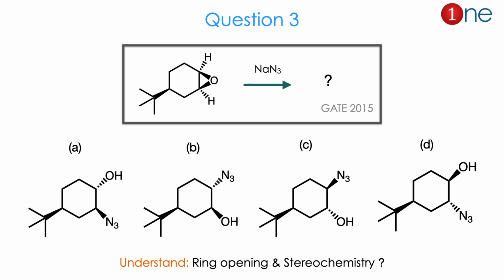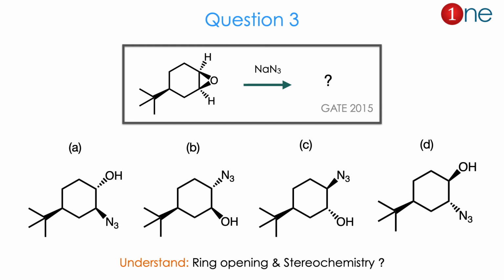Then question number 3. The starting material is a cyclic system, a 6-member ring. You have an epoxide, and on another side a tertiary butyl group. You are using azide. They ask you to find the product. The product depends on where the azide will attack: the third position or the fourth position, and whether the azide and alcohol will be syn or anti to each other.